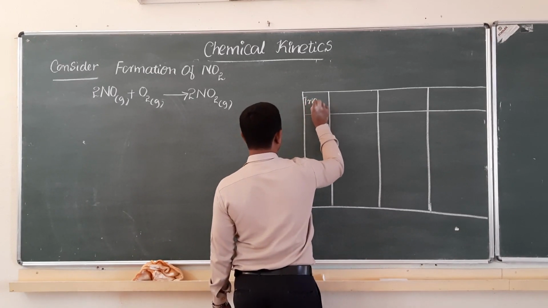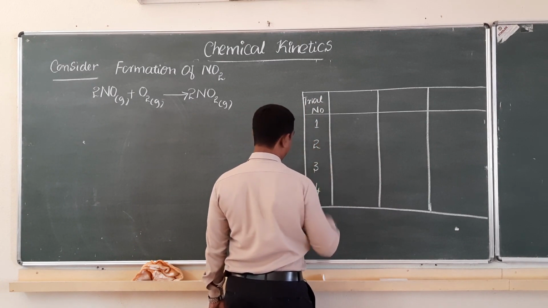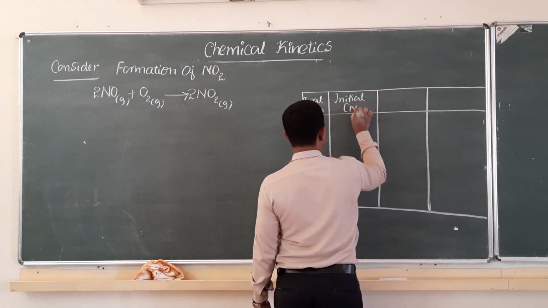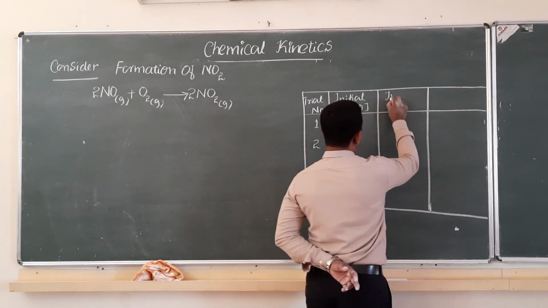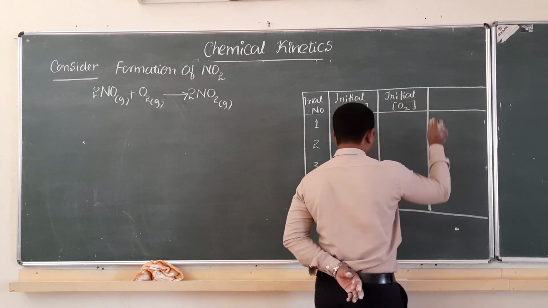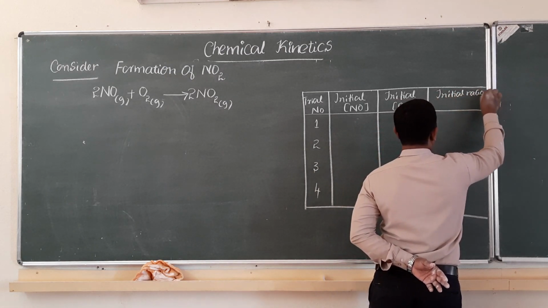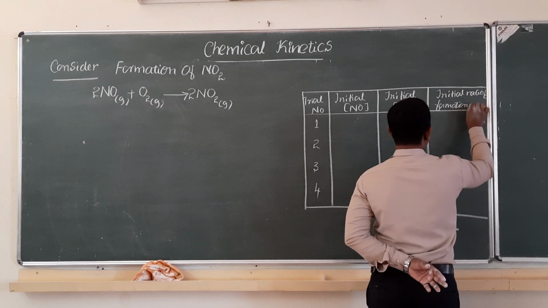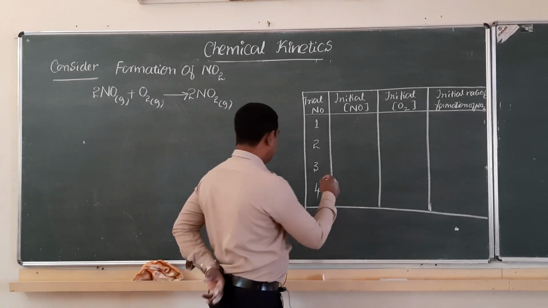This is the first column, trial number 1, 2, 3, 4. This is the initial concentration of NO. The other reactant, that is the initial concentration of O2. The last column, that is the initial rate of formation of NO2. I will write down the values here.